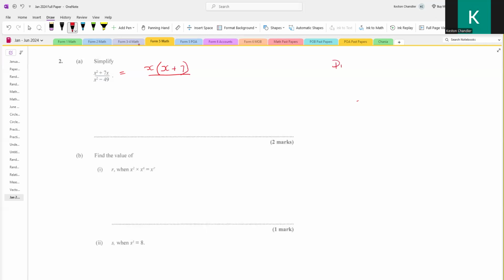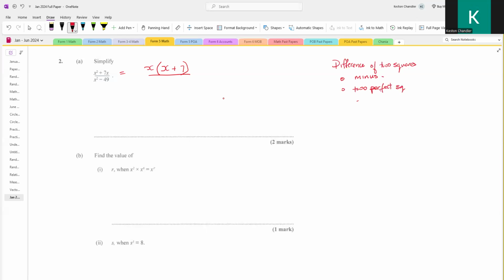The difference of two squares. How can we identify the difference of two squares? Well, the difference of two squares is first distinguishable by the minus sign between the two numbers. So the first thing we need to look for is the minus sign. The second thing is that the other terms have to be two perfect squares.